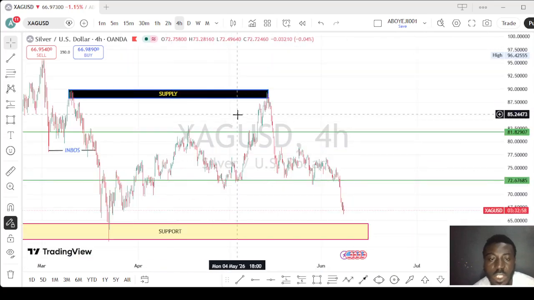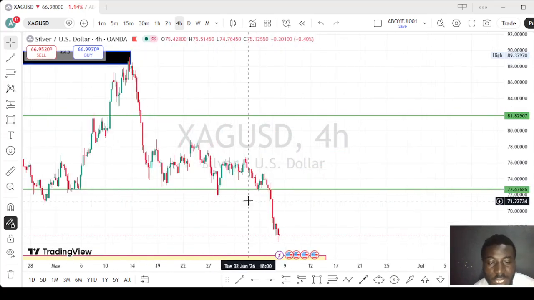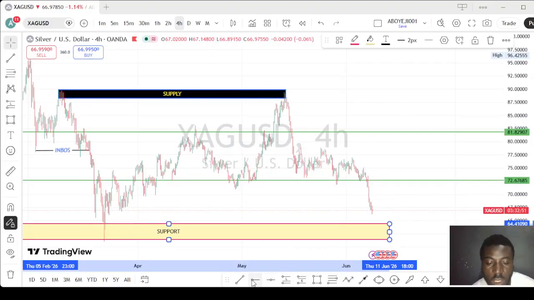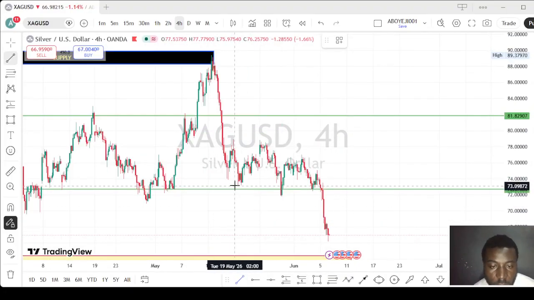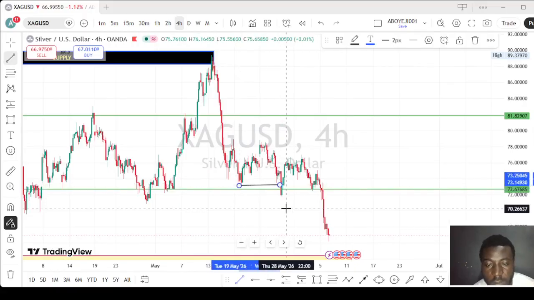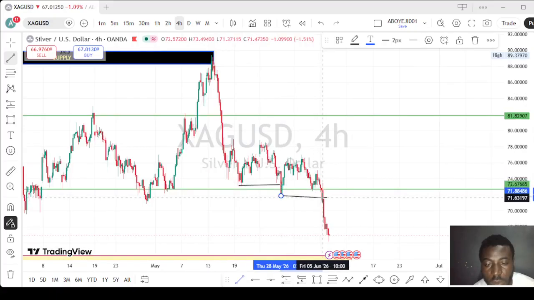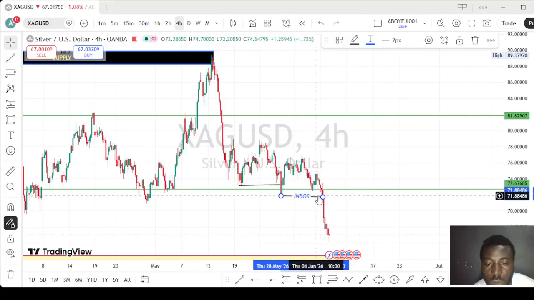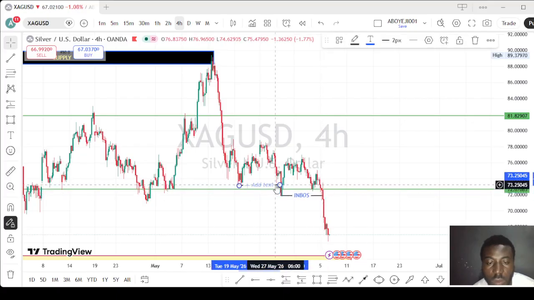So this is what the market is doing. Let's just read this recent structure. All we have to do is read this recent structure here. This is a break of structure to downtrend. This is another break of structure to downtrend. Break of structure. This is a break of structure also.